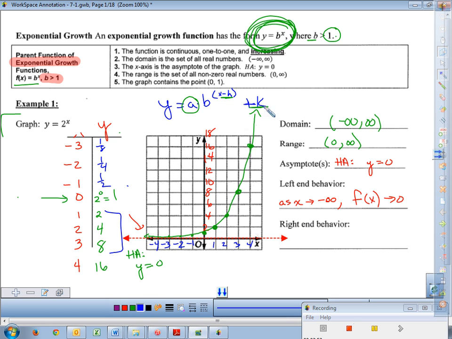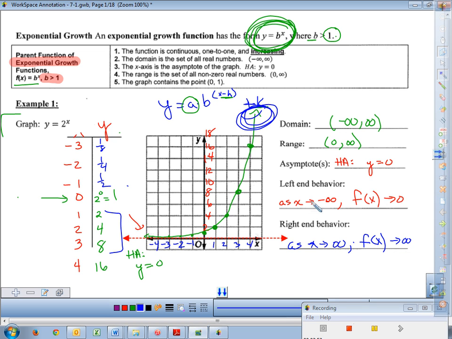The right-hand behavior, that's this brother. That would be as x approaches what? Infinity, right? Because aren't the x values getting bigger and bigger? As we go to the right, comma, f of x. Well, where's the graph going? Where's it approaching? Isn't it going all the way up to infinity? Don't the y values get higher and higher? So f of x approaches infinity.